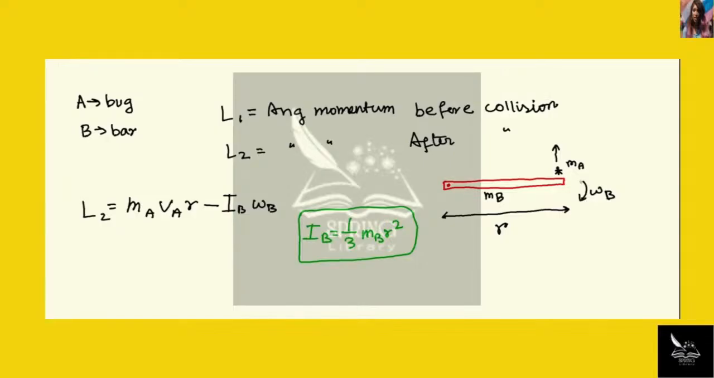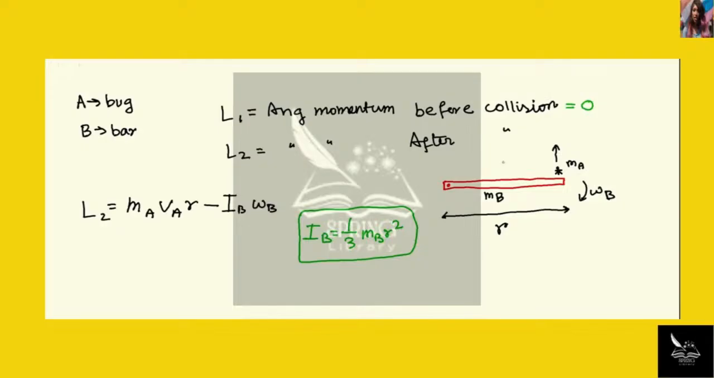then there will be some angular velocity in the opposite direction, and we mark that as omega b. Now, also we're given the length of the bar, which we call r here. So if we apply conservation of angular momentum here, we see that before collision, the angular momentum is zero because the system was at rest.